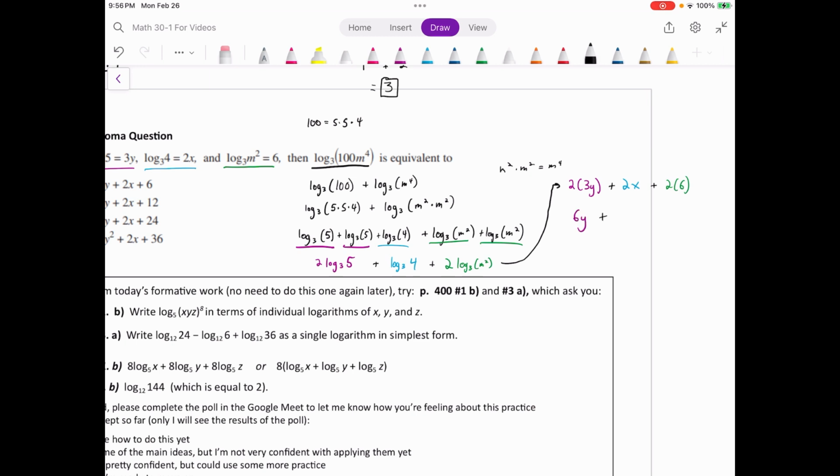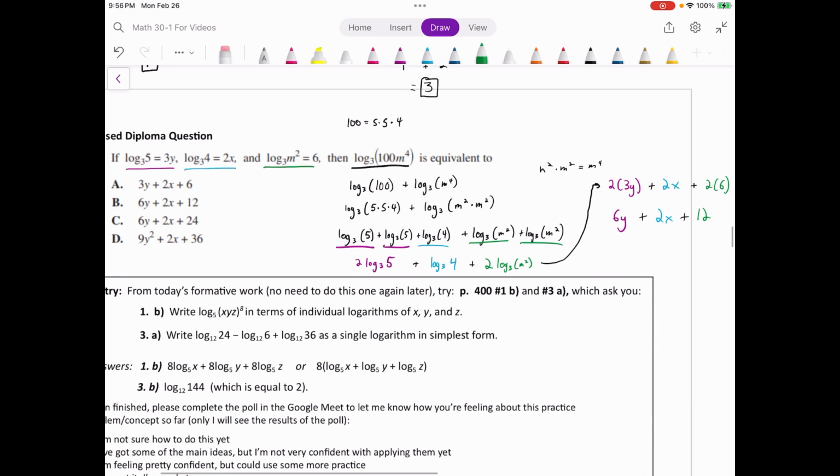Okay, so 2 3y is 6y. 2x is 2x, of course. And 2 times 6 is 12. So, oh my goodness, we did it. It looks like this matches answer B, 6y plus 2x plus 12.